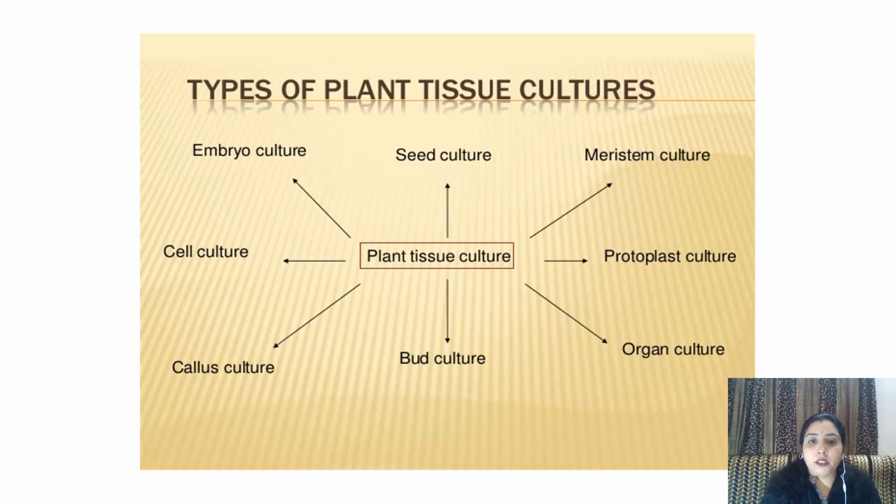Types of plant tissue culture. Depending upon the explant selected, they are named variously. It can be embryo culture, seed culture, meristem culture, protoplast culture, organ culture, bud culture, callus culture, or even a single cell culture.